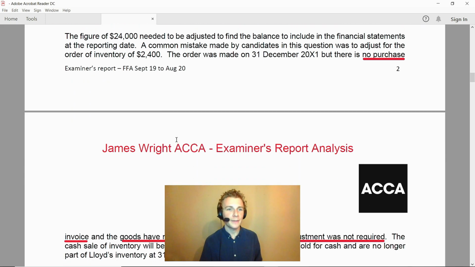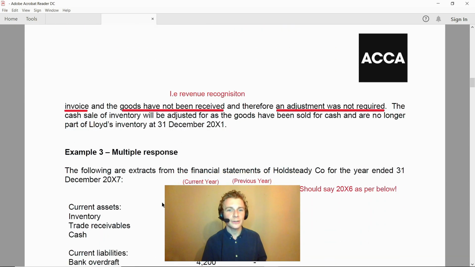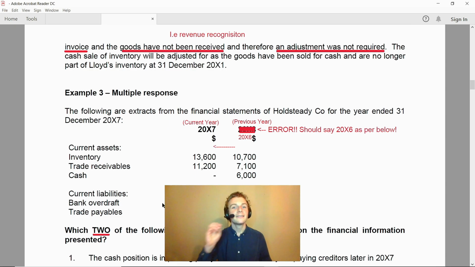As you can see on here, we've talked about it in terms of the figure for the 24,000, but there was no purchase or an invoice for the event that happened for the order on the 31st of December. So we needed more detail in terms of it, but the key thing on here was, in terms of revenue recognition, that the goods were not received within the year. Okay, the goods were received after the year end, so therefore an adjustment is not required for that. The sale for that 500 was made in the year, okay, so before the 31st of December, but the goods were not received until after the year end. That was the critical thing, not to include it.